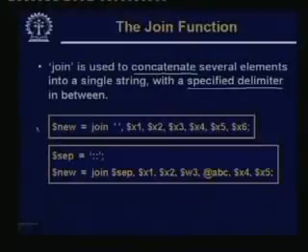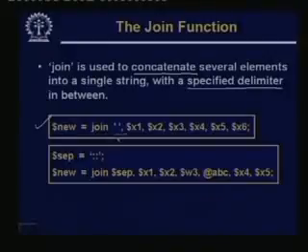Normal string concatenation is a blind concatenation. Whatever is the content of the string, they are put side by side. But here you are putting a special marker in between the strings when you are concatenating them together. Like an example here, the first example, join.